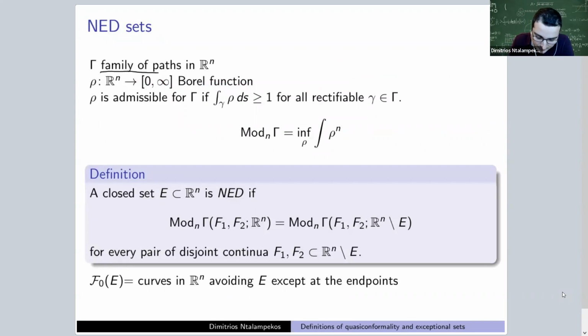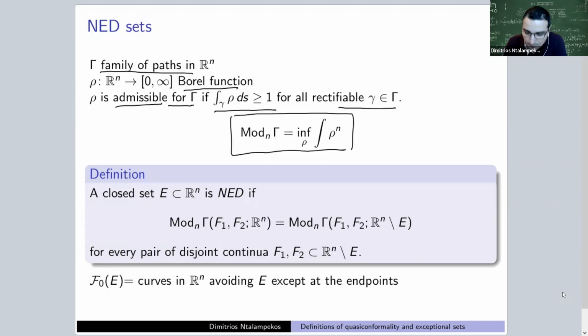If we have a family of paths in Euclidean space and a non-negative Borel function rho, then we say that rho is admissible for the family of curves gamma if the line integral of rho over gamma is bigger than or equal to 1 for every rectifiable curve in gamma. And then the modulus of the curve family gamma is defined as the infimum of the integral of rho to the n over all admissible functions.